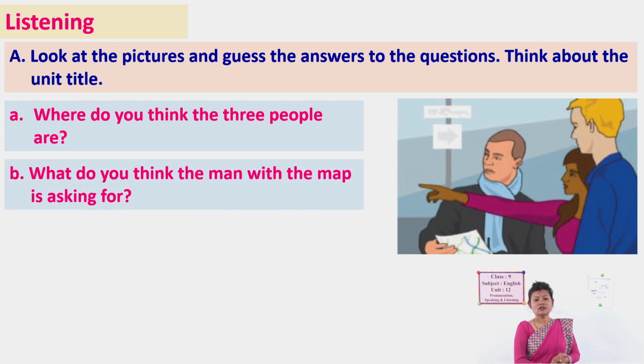And what do you think the man with the map is asking for? Can you see a man there? Look here, a man holding a map in his hand. So, what do you think he is asking for? Yes, he may be asking for the route or the way to get to some place.